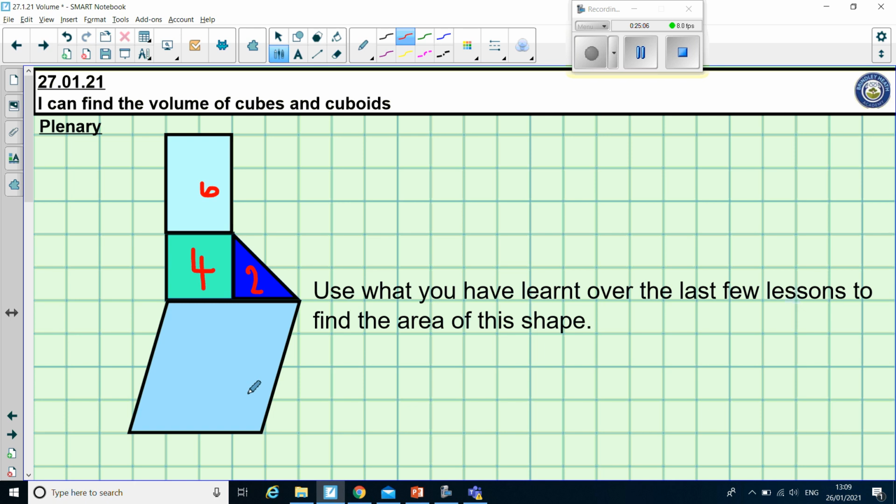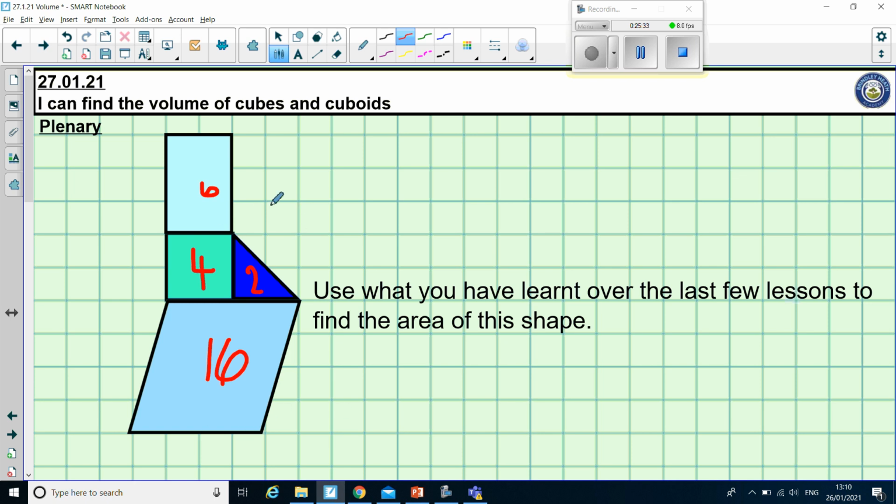And then we've got this lovely big parallelogram. Think back to yesterday's lesson. How do you find the area of a parallelogram? Okay, hopefully you remember you do the base times the height. And remember the height has to be the height that is straight up. So the base is 4, the height is 1, 2, 3, 4. The height is 4. So 4 times 4, the area of that parallelogram is 16.